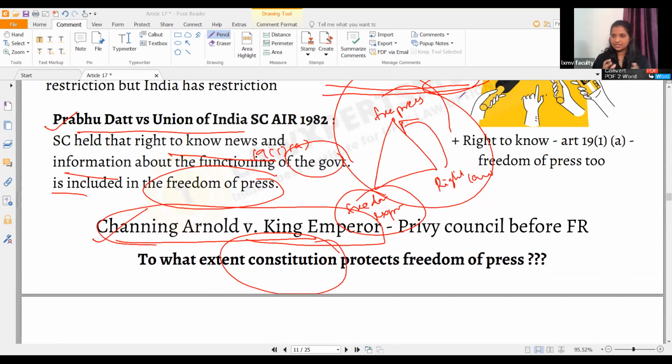Sir, your voice is breaking a bit. You can ask whether it is citizens' right to know or right to know of the press. Yes, ma'am. Right to know, again, it is common for press and for citizens.